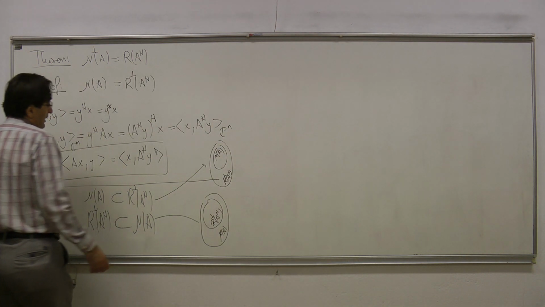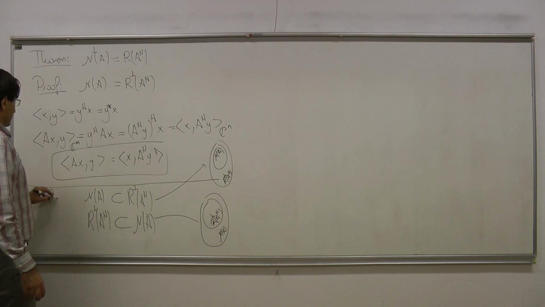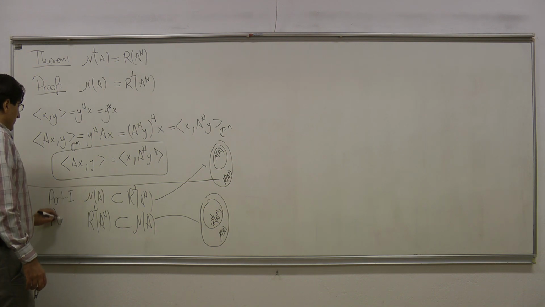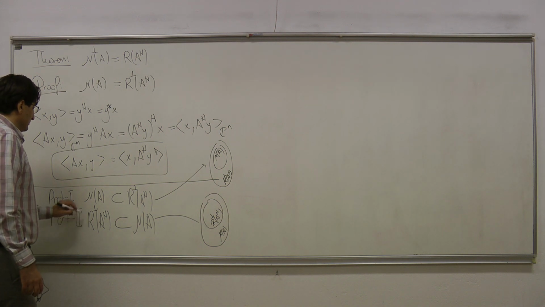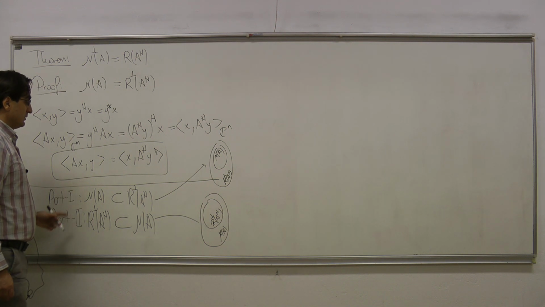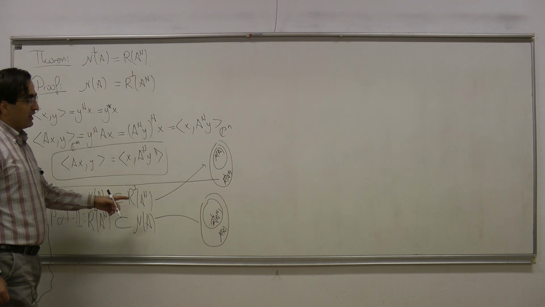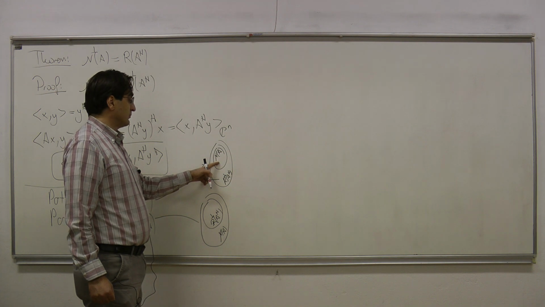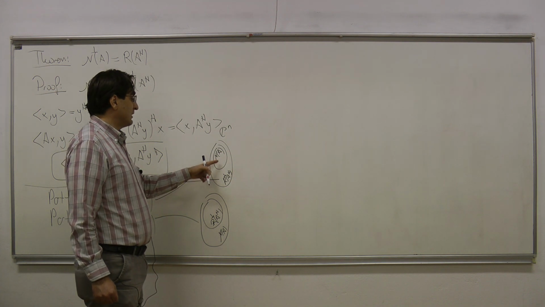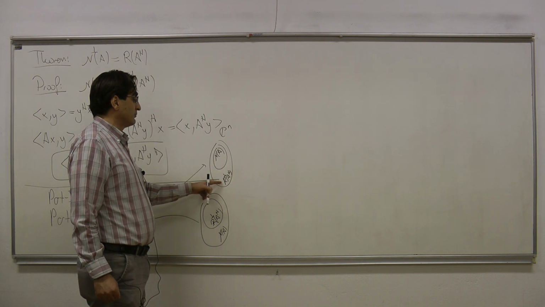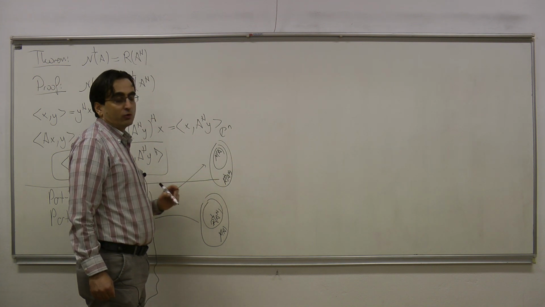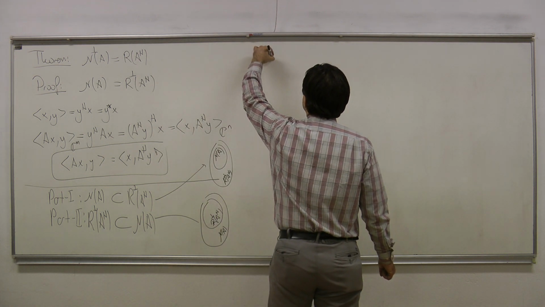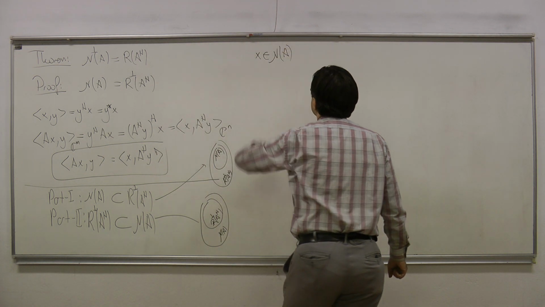Okay? So let me try to prove part one. So this is part one. I want to prove this one first, and then this is part two. Now, in order to prove part one, I'm going to take an arbitrary vector inside the null space of A, and then I will show that that same vector is an element of range space of A Hermitian orthogonal complement. So let us say that X is an arbitrary element in null space of A.